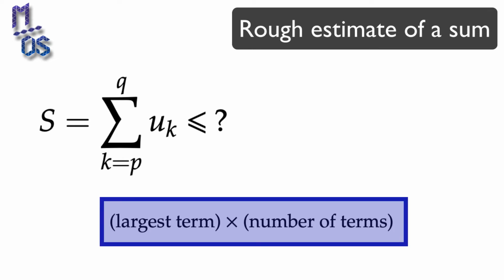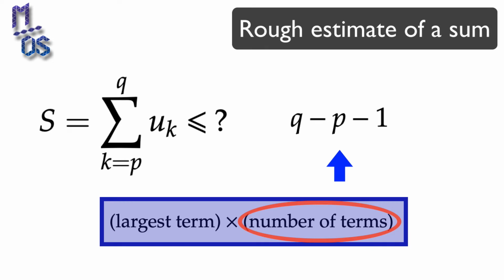The sum s is less than or equal to its largest term times the number of terms. But what is precisely the number of terms? Well, that's easy. It's q minus p. Oh, sorry, I mean q minus p minus 1. Or maybe q minus p plus 1? Okay, you got it. In this video, I'll provide you an easy way to never hesitate again in that kind of situation.